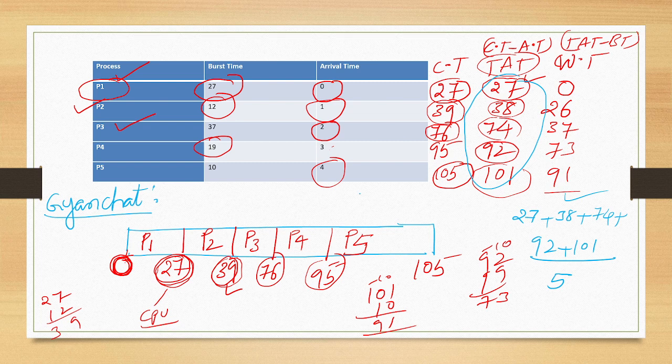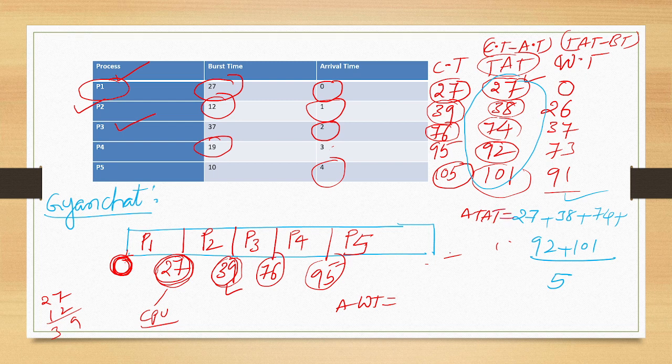And what is the average waiting time? How to find the average waiting time? Add all the waiting times and divide by 5. That is 0 plus 26 plus 37 plus 73 plus 91 divided by 5. This is how you can calculate the average waiting time and average turnaround time in FCFS.